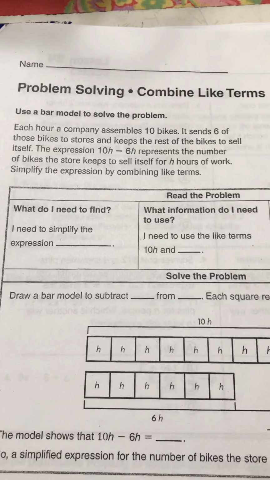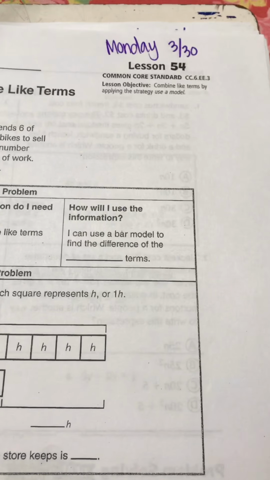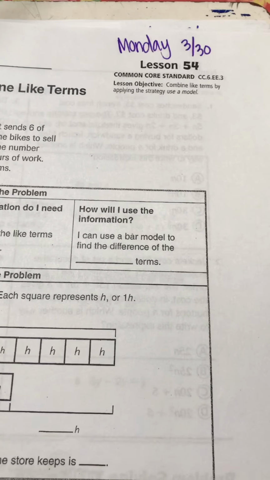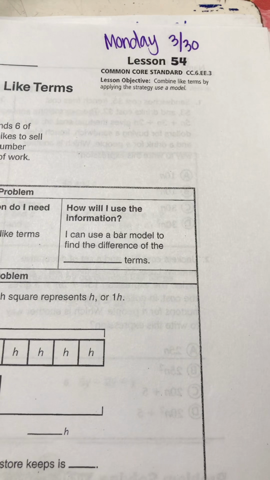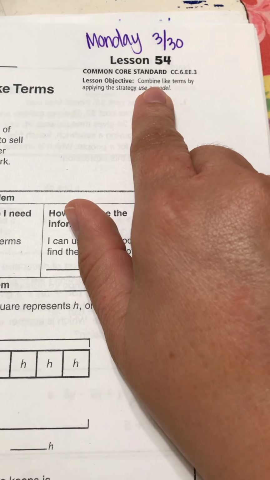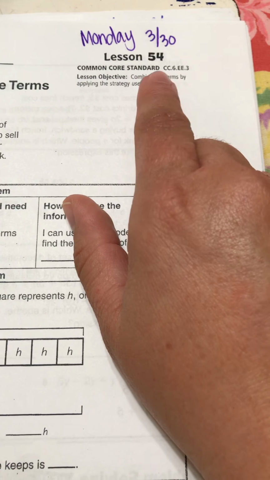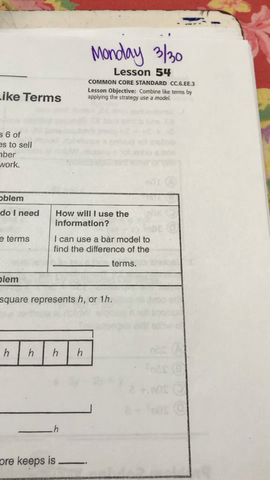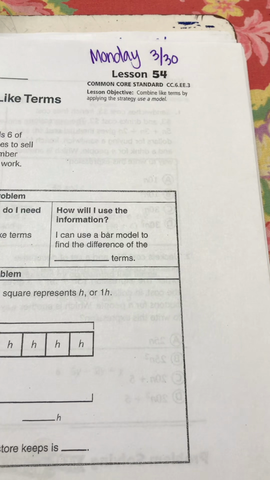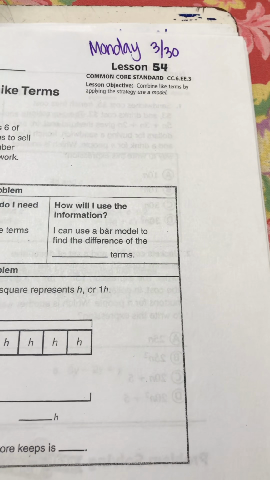So we are working on problem solving and combining like terms. We did a little bit of this in our warm-ups, but we haven't really done it much, so this will be great to practice and learn. Our objective is to combine like terms by applying the strategy use a model. So we're going to try to use a model when we're combining the like terms. Eventually you won't really need the model, but let's go ahead and practice using a model.